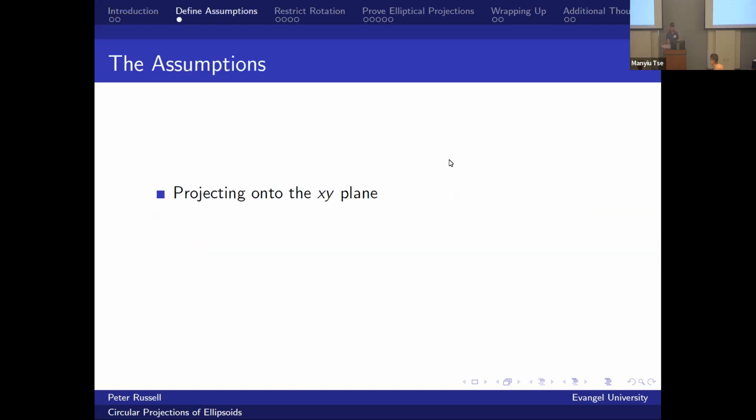So our assumptions. The first one's pretty simple. We're just going to project onto the XY plane, because we can always rotate our coordinate system to match anything we want to do. So we'll keep it simple and do the XY plane. We're also going to make sure that the ellipsoid's centered at the origin, because if it's not, we can just move it. And it's going to be rotated in such a way that the X direction is A, the Y direction is B, and the Z direction is C, where A is less than B is less than C.